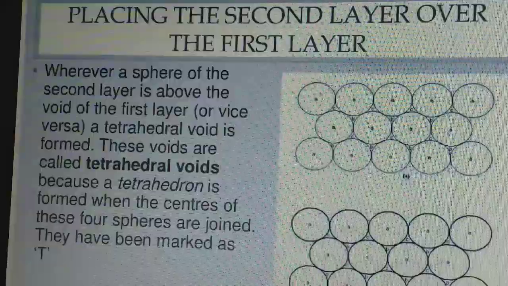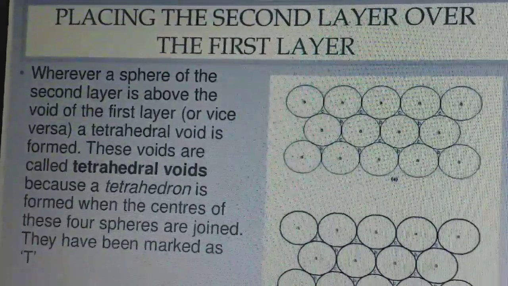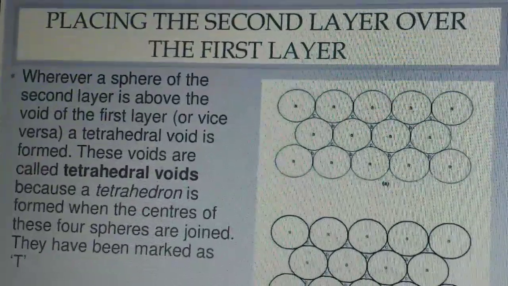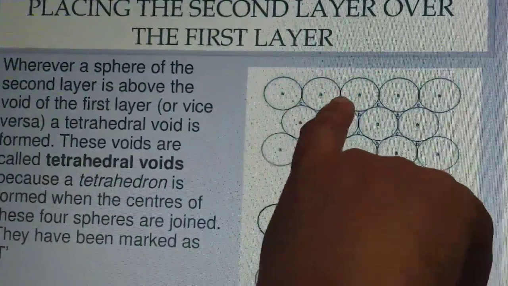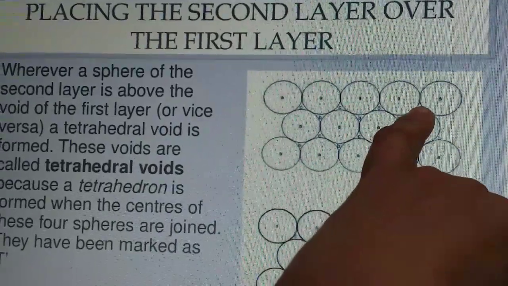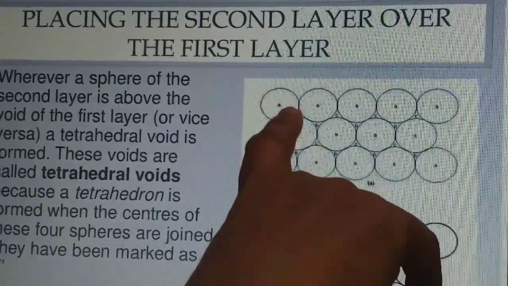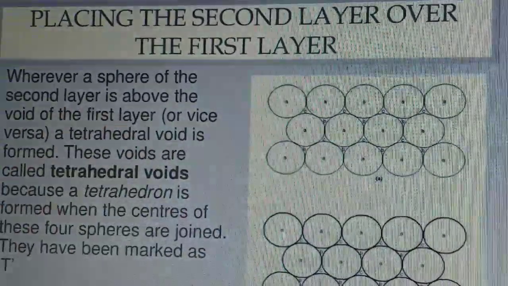Now placing the second layer over the first layer. The first layer is there, just imagine. And now the second layer we are going to place above the first layer. In the first layer you could see the voids. Voids means gaps. You can see the triangular shaped voids everywhere. Above also it is there, below also it is there. So everywhere, the voids are there.